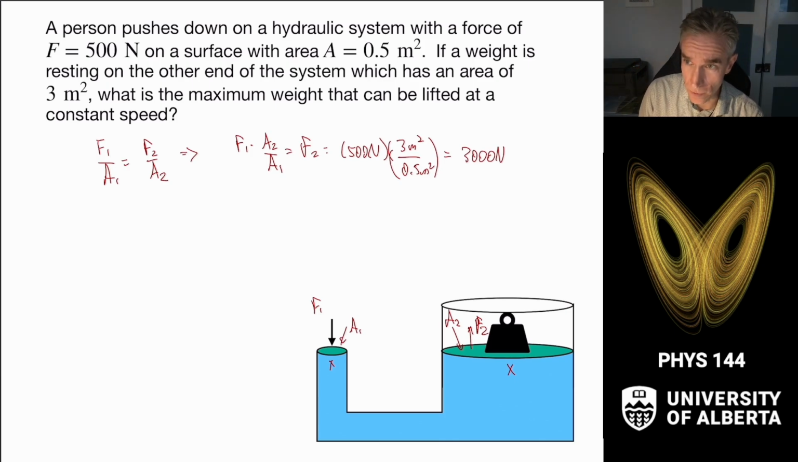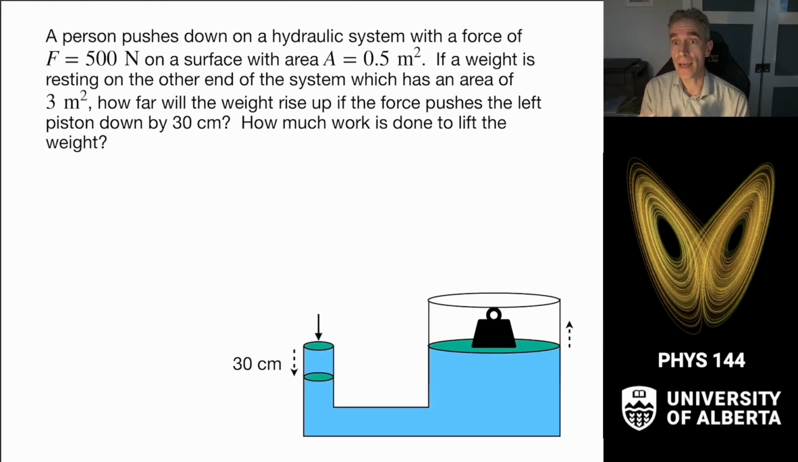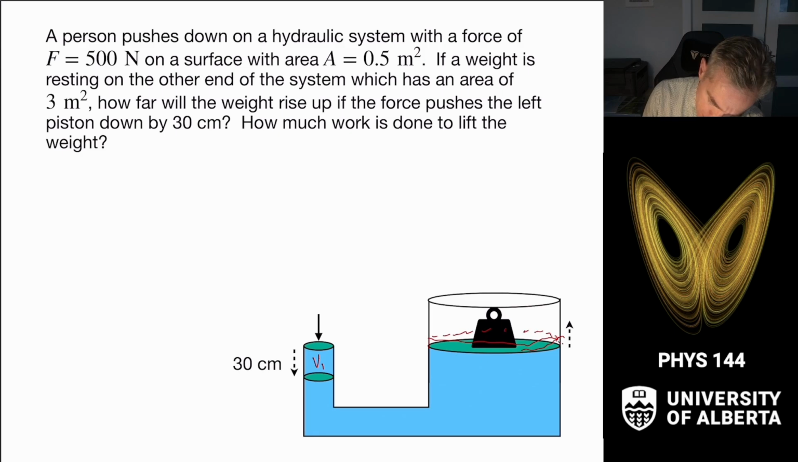Interesting, fairly straightforward, but I want to ask, how far will the weight rise up if the force pushes the left piston down by 30 centimeters? And the key point here is it's going to rise up by some amount here. The volume here, V1, is going to be the same as the volume that it rises up over here. So the volume there is V2, and so the volumes are going to be the same. V1 will be equal to V2.